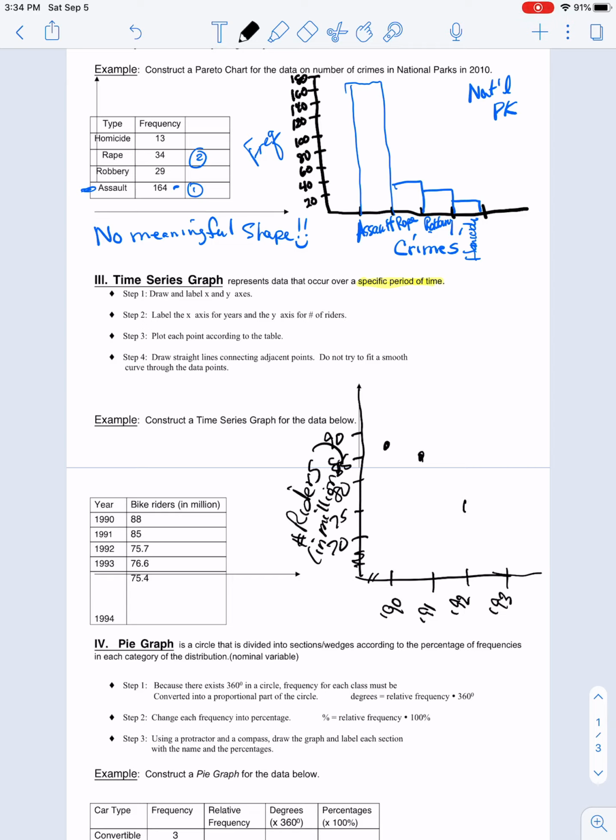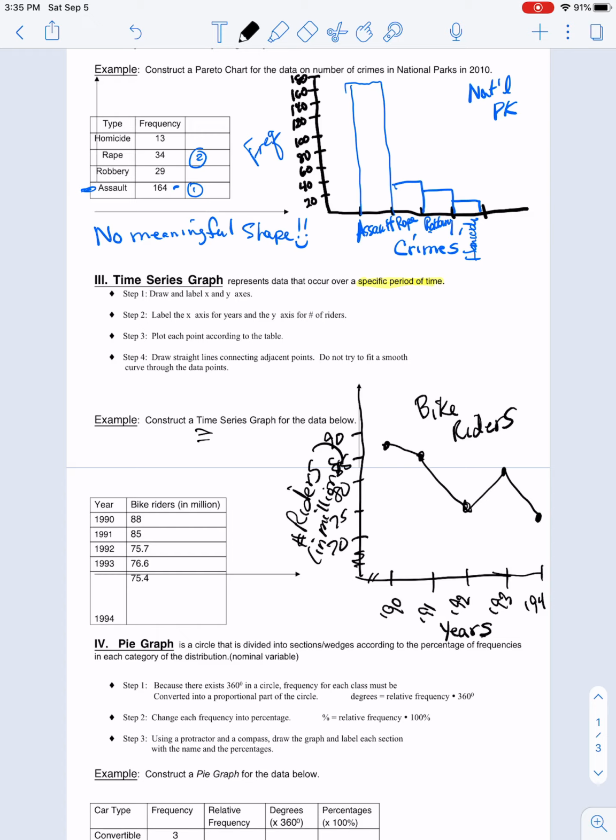75. 76. So we come up just a little bit. Looks like I lost a 94 here when I looked at the notes. And we come back down. So then you just connect the dots. Okay, and you just call this, what did we have here? Bike riders. Okay, and then your time down here is in years. That's the biggest thing, time in years.